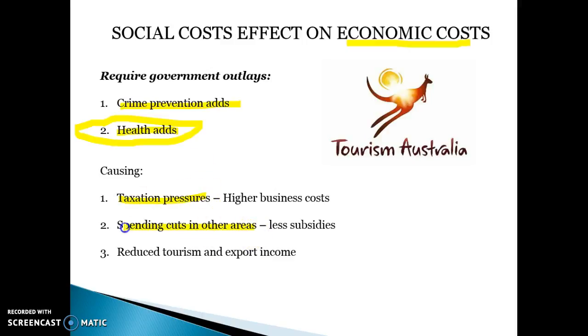It can mean spending cuts in other areas. So if they're spending more money on crime prevention and health ads, they've got less money to provide subsidies for companies. It might involve them having less money to spend on education. It can also lead to reduced tourism and export income if the amount of poverty affects it, if there's more beggars or the socio-economic status is worse. That can technically affect tourism and export income as well.